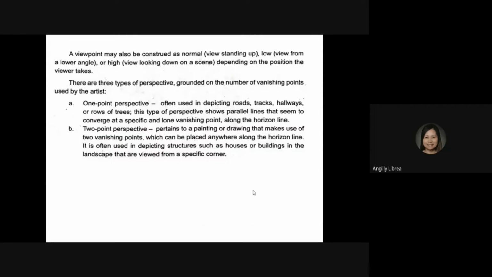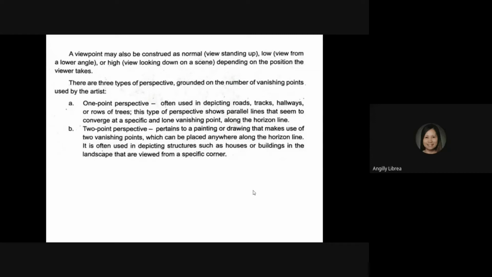First one is one point perspective. This is often used in depicting roads, tracks, hallways, or rows of trees. This type of perspective shows parallel lines that seem to converge at a specific and lone vanishing point along the horizontal or horizon line.